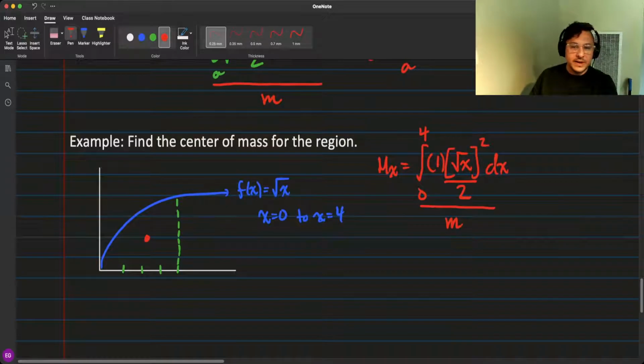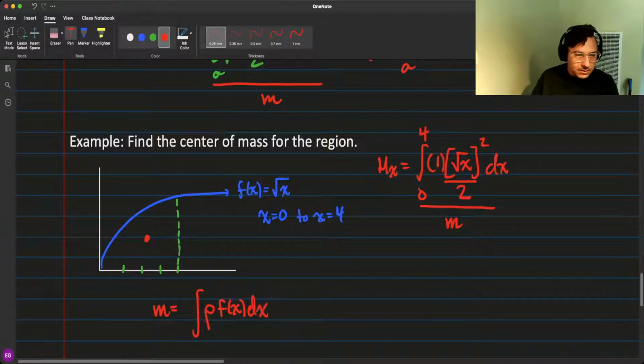So we're going to solve that one. Let's solve with the masses. Remember that the way you find the mass is that you integrate rho f of x from a to b, right? Because the total mass is equal to the sum of all the different masses, and the way you find the mass is you do the density times your function. So you're going to integrate that from 0 to 4. Let's just let rho be 1, and f of x is root x.